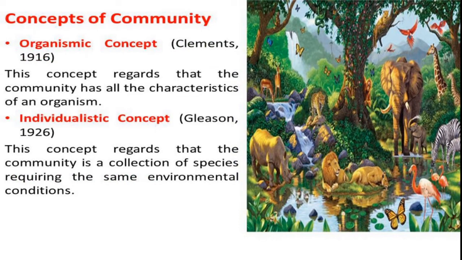Regarding the concept of community, there are two views regarding the nature of community. They are the organismic concept and the individualistic concept. The organismic concept was proposed by Clements. The concept regards that the community has all the characteristics of an organism such as development, dominance, cooperation and so on. The individualistic concept was proposed by Gleason. It considers the species as the essential unit of the community. The concept regards that the community is a collection of species requiring the same environmental conditions.